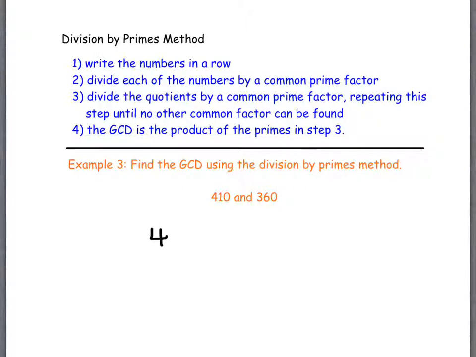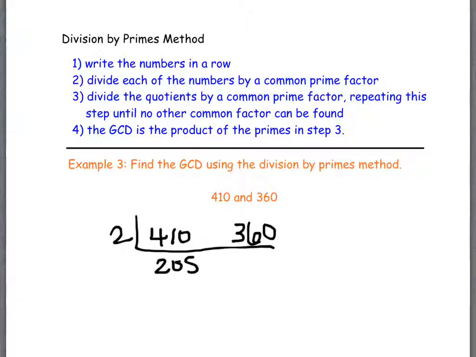We write the 410 and the 360 beside one another. And we're going to do the division kind of like I did the division on the last problem, but we're doing it at the same time. So what is the smallest prime number that divides both of these? It doesn't even have to be the smallest, but because it's the same sort of setup, I'm going to say smallest. 2. So what is 410 divided by 2?